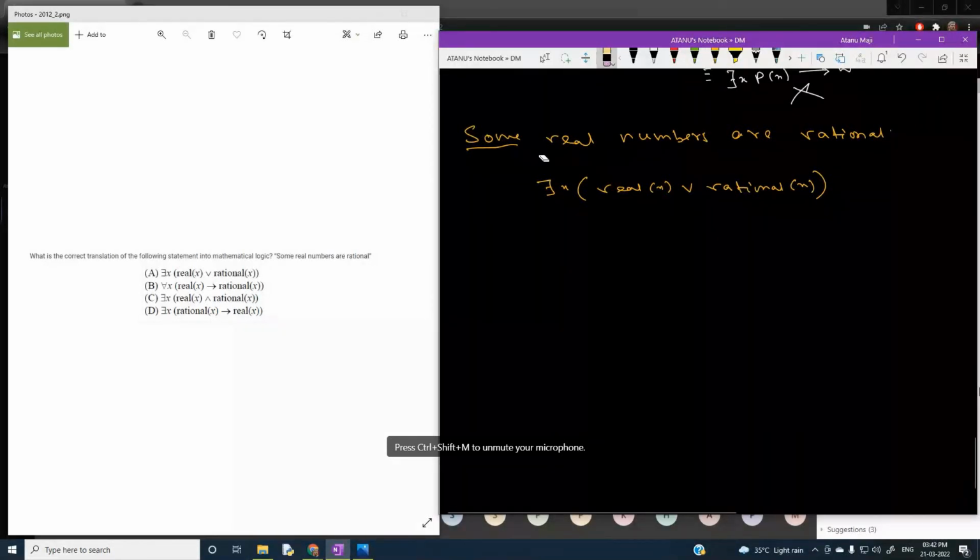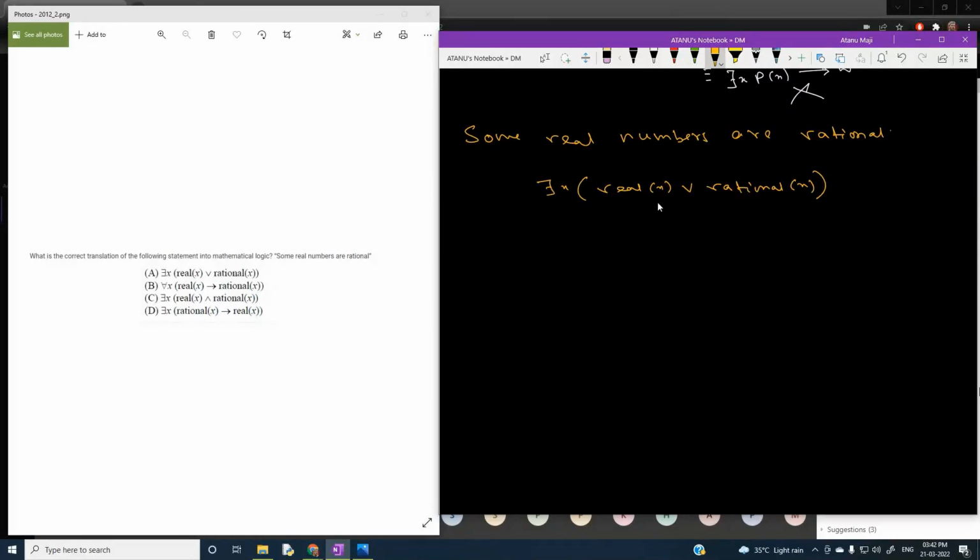Here it says some real numbers are rational, but according to this expression it says there is some number which can be real or else rational. That is not the case; here we need some real number which is rational. That means we can consider that there are some numbers which are real and also rational together. So if these things are happening together, we should use conjunction between them. In place of this disjunction, if I now use conjunction, I think this is the correct expression for the given statement: some real numbers are rational.